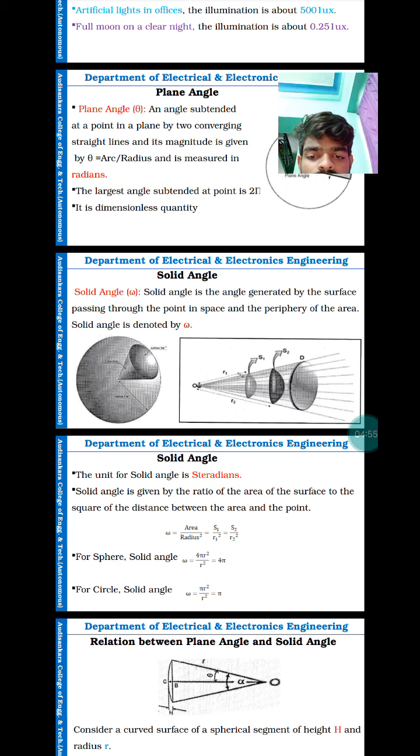For sphere, solid angle omega is equal to 4 pi r square by r square, that is equal to 4 pi. For circle, the solid angle is pi.